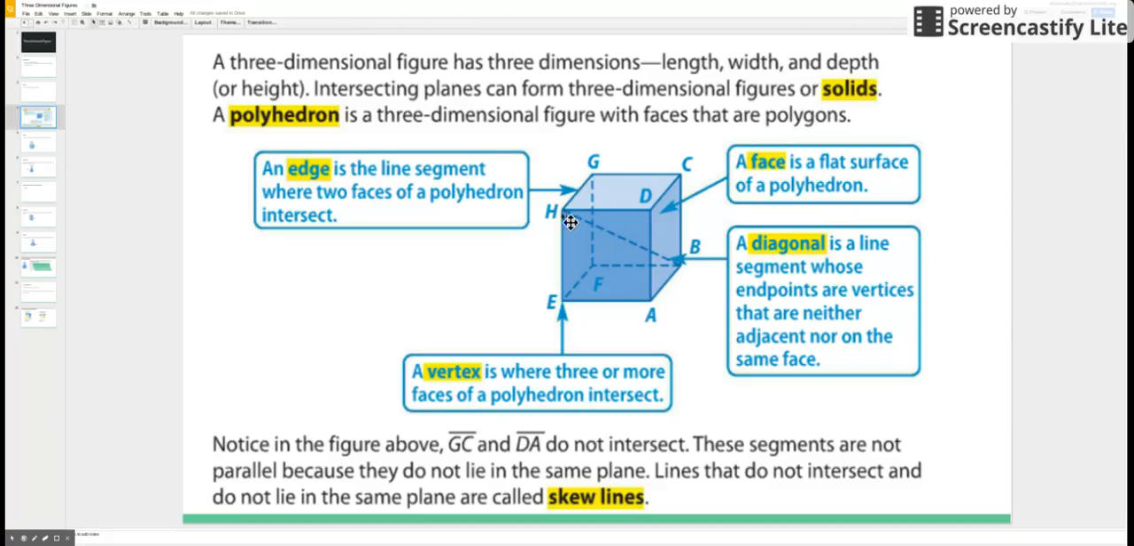A face is the flat surface of a polyhedron. A diagonal is a segment whose endpoints are vertices that are neither adjacent nor on the same face. So if you look here, this point is on the top left, and this point is on the back right. And then a vertex is just your corners. I want you to see that GC and DA don't intersect at all. These are not parallel and they don't intersect, so those are called skew lines.